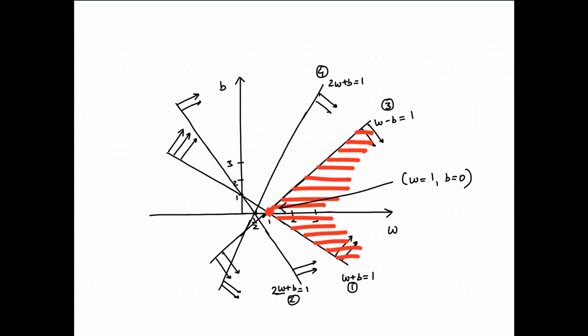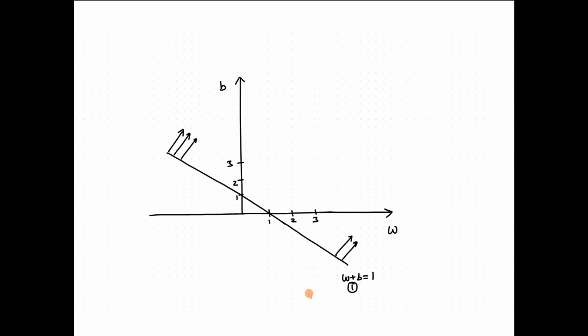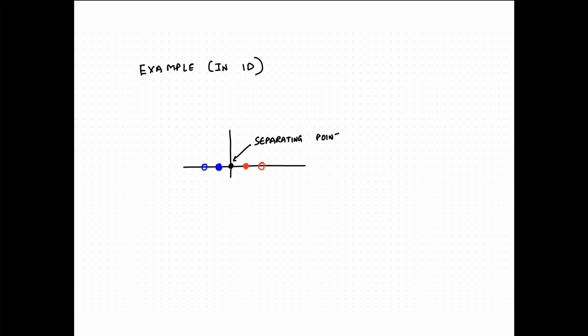If we zoom in, it's constraint number 1 and constraint number 3. Constraint number 4 does not actively change anything in the solution, and neither does constraint number 2. If we go back, this dark red point is point number 1, the light red point is point number 2, the blue point is point number 3, and the hollow blue point is point number 4.